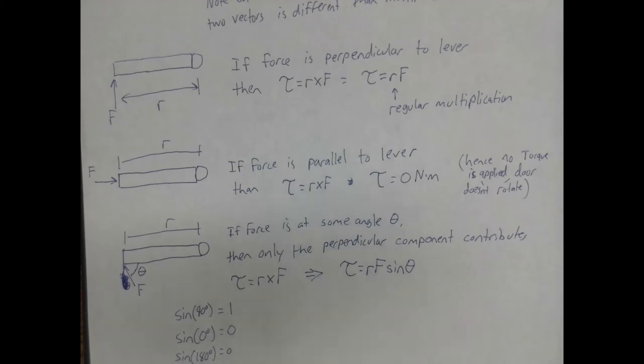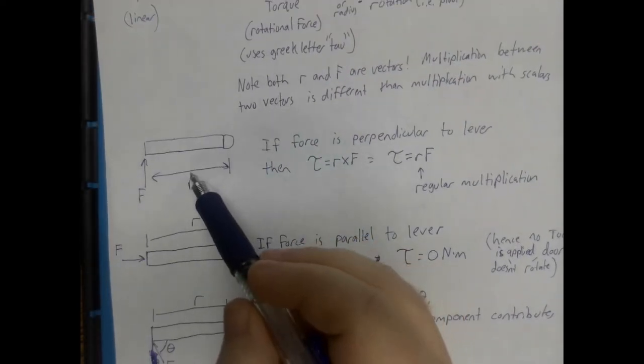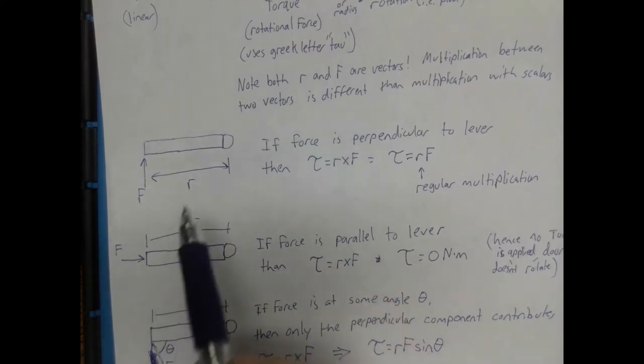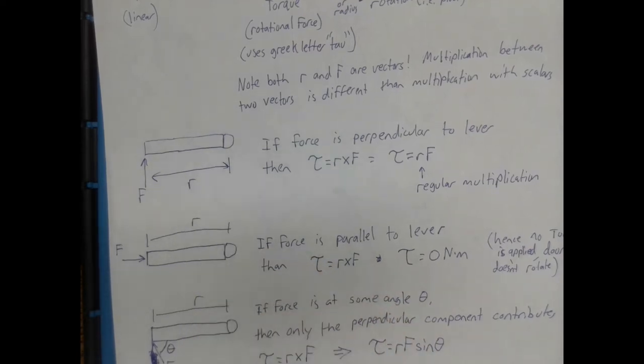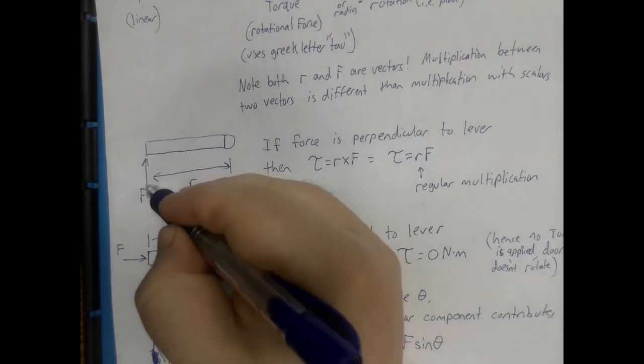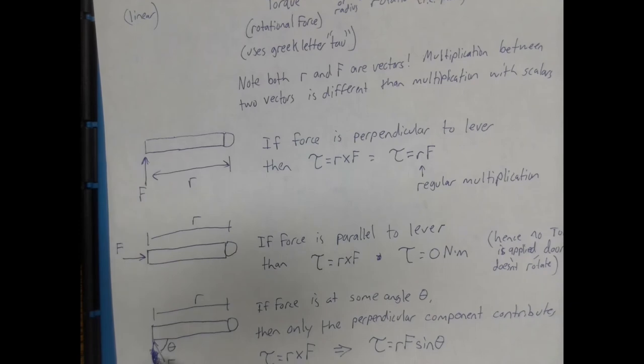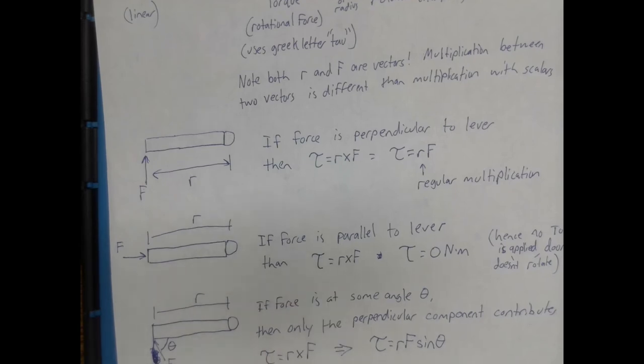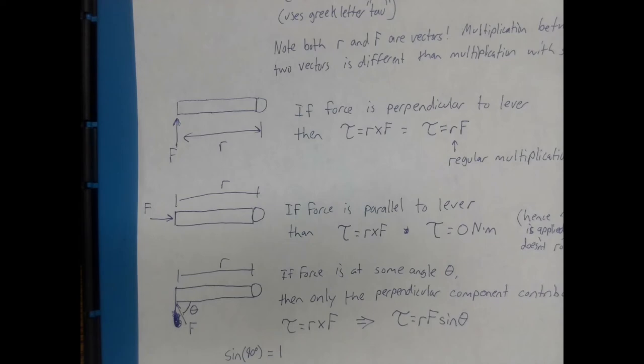So torque, we can increase our rotational force by increasing our distance R. We can also, to get the strongest force, we want to be perfectly perpendicular. If we're at some angle, then what ends up happening is we're only taking the vertical or perpendicular component. So we want to be pushing it perpendicular and farthest away. So let's work on an example.